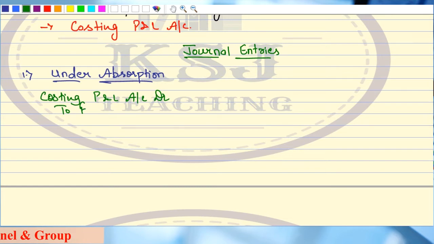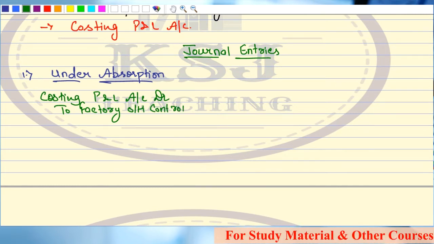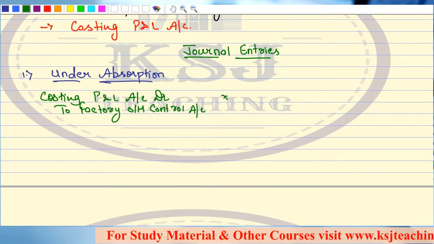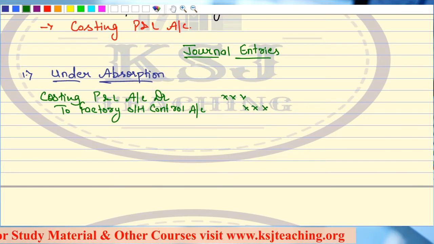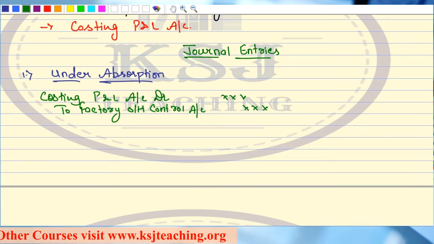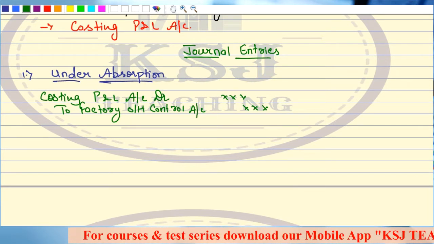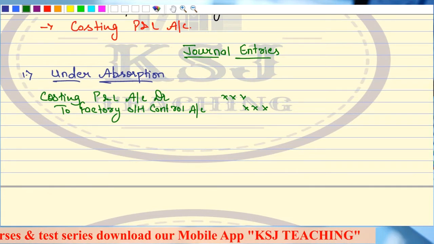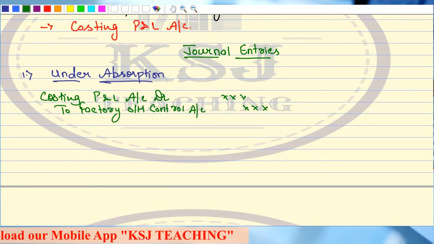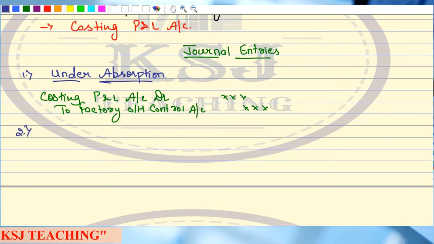Two, we'll take one account, that is factory overheads control account, because this is related to your factory overheads. So we'll credit the factory overhead control account. This account we are going to discuss in detail in the chapter of cost accounting system. But for now, you need to understand that all the overheads, these under and over absorptions, are nothing but the factory overheads only. So I credited the factory overheads account. Simple, right?